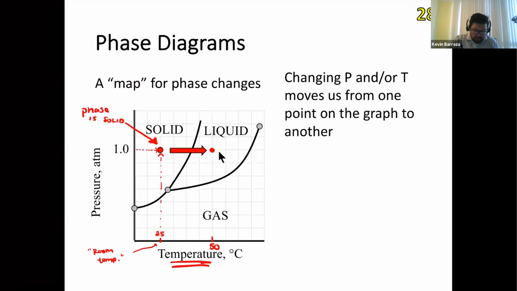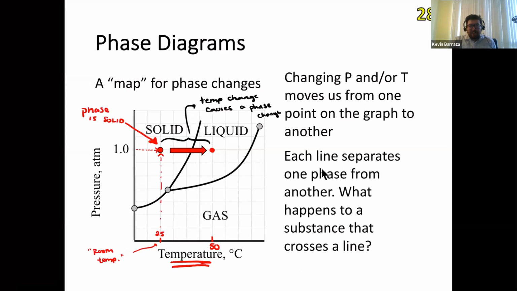And so this would be an example of a temperature change causing a phase change. And we might expect that because if I let my ice cube out in open air, it will melt. Solid turns to liquid. So it was at one temperature, it's warming up to a new temperature, and we see it on the phase diagram.